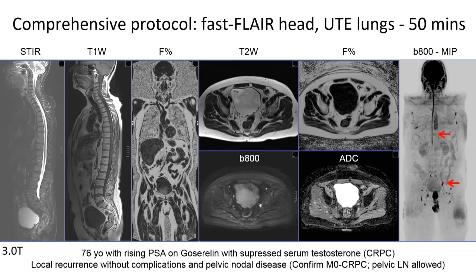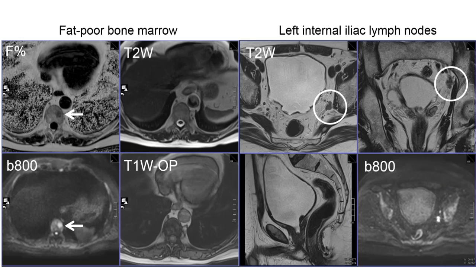And here is a typical example. Sagittal STIR, a sagittal T1, a coronal Dixon technique with fat fraction. Here is the axial fat fraction. Here is the T2 sequence. Here's the high B value image and the ADC. And this is the MIP image of the high B value image. And you can see that there are possibly 2 abnormalities here and here. Now it's possible just to look at the raw data or to do small field of view images to these areas to see what these abnormalities are.